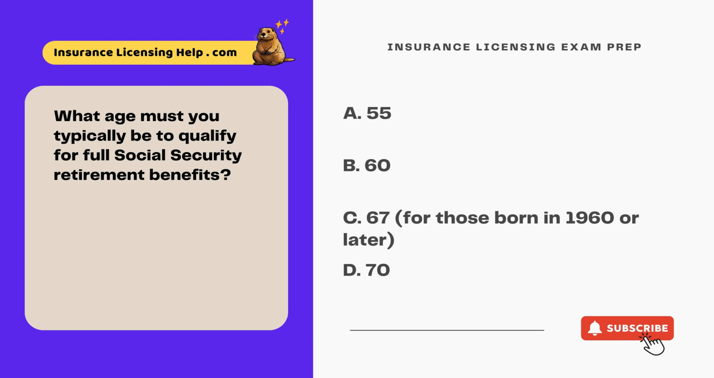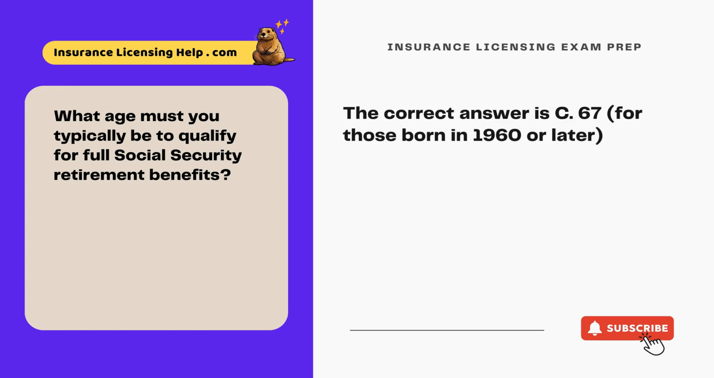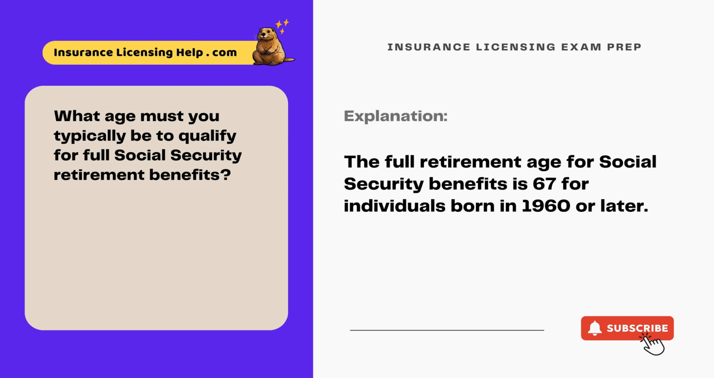A. 55. B. 60. C. 67, for those born in 1960 or later. D. 70. The correct answer is C. 67, for those born in 1960 or later. The full retirement age for Social Security benefits is 67 for individuals born in 1960 or later.